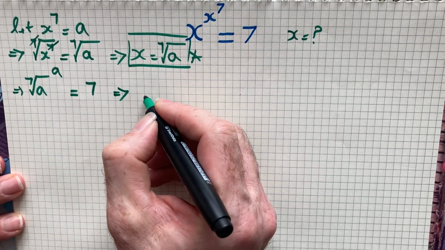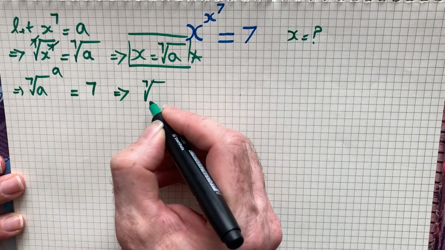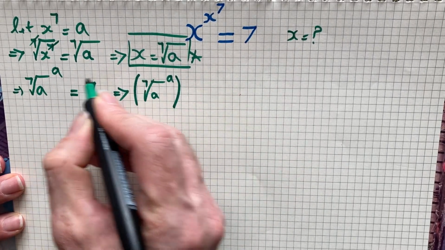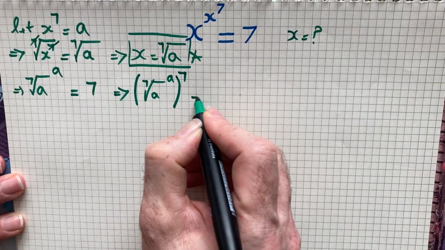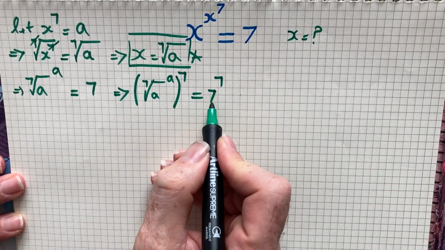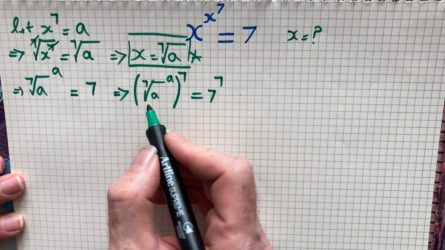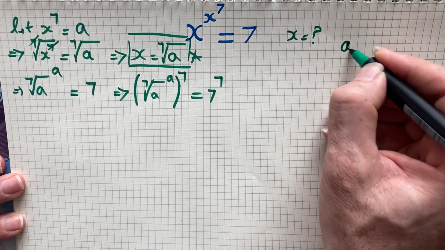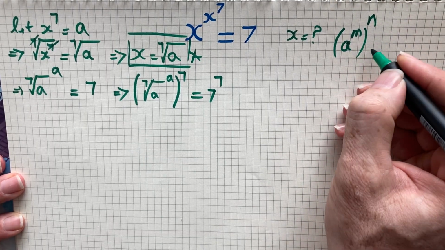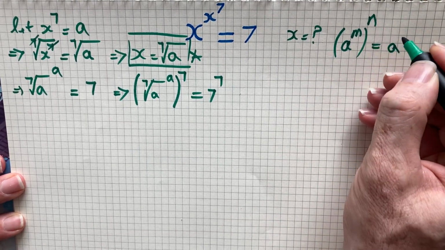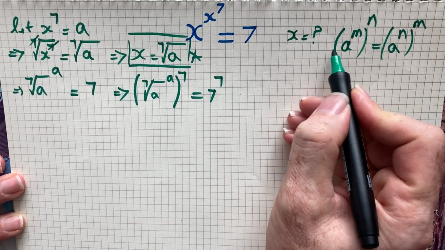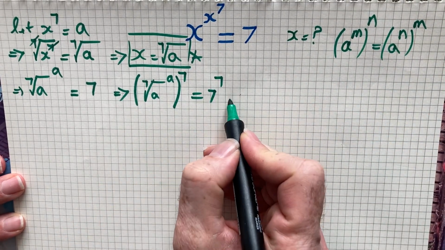Let's see what happens. Left hand side, root 7 of a to the power of a, raised to the power of 7. Okay, right hand side 7 to the power of 7. At this moment, to continue the solution, we need this math rule that says if we have a to the power of m raised to the power of n, it can be written in the form of a to the power of n raised to the power of m. So let's use this math rule to continue the solution.